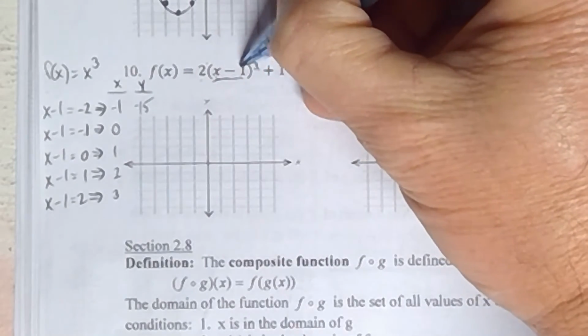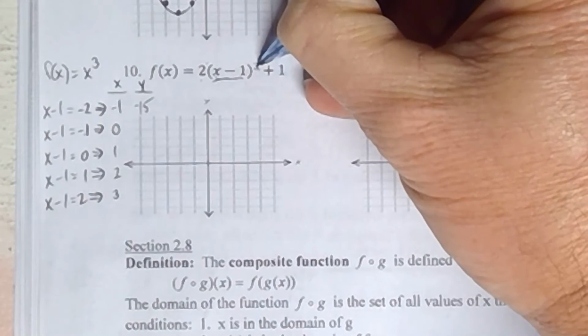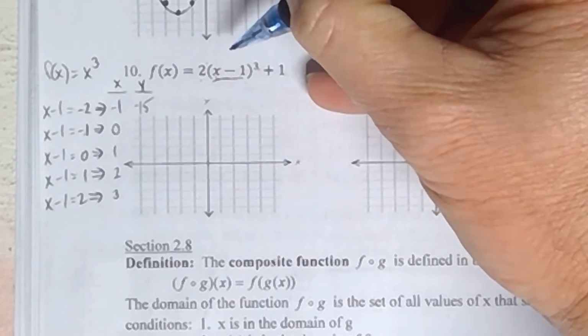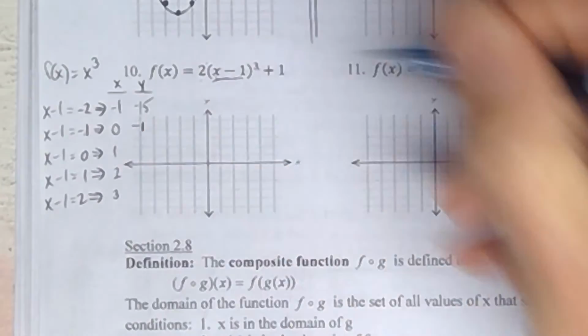Plug in the 0. You get 0 minus 1 is -1. Cube it, it's still -1. Times 2 is going to be -2. -2 plus 1 is -1.